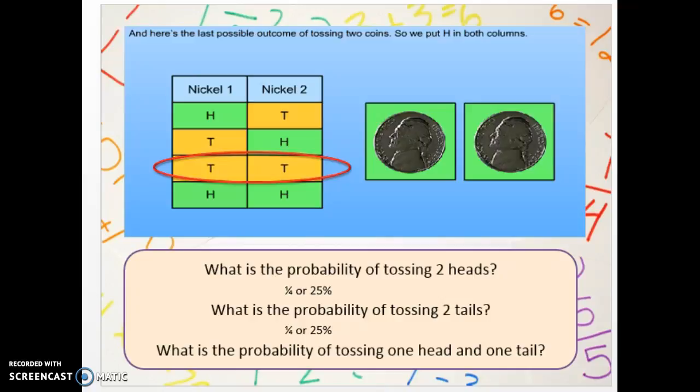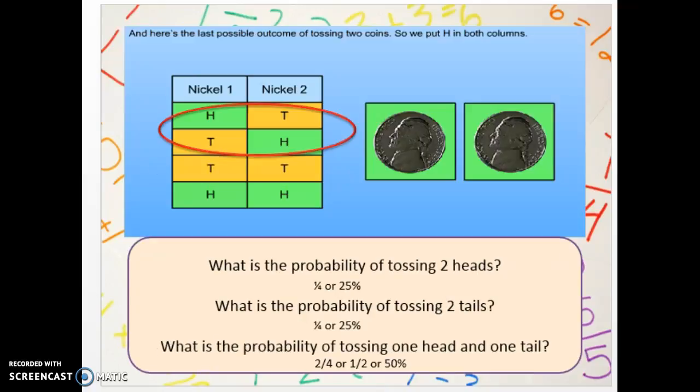Finally, what is the probability of tossing 1 head and 1 tail? Take a moment to answer this question. Our probability here is 2 out of 4, or if we reduce that, we can say 1/2. We had 2 different chances out of 4 of having one of our nickels land on heads and one of our nickels land on tails. This is a 50% probability.